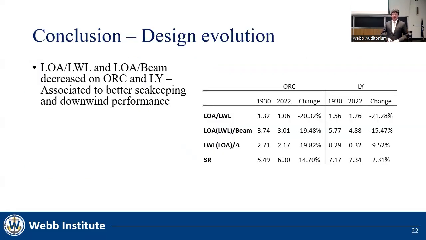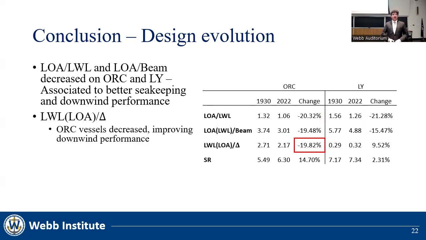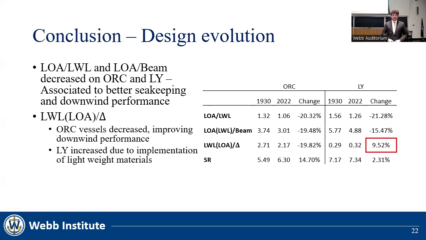So to conclude everything that has been said so far, the major changes in design were the decrease in the ratio between length overall and length at the waterline, and length overall and the beam. For both data sets, ORC and large yacht, we saw a decrease of roughly 20%. Another ratio that decreased by almost 20% was the length at the waterline divided by the displacement of the ORC vessels. This is likely associated with the fact that this factor also has a high correlation to the slenderness factor, which again improves the downwind performance. This ratio, however, increased in the large yacht database by 10%, likely due to the implementation of lightweight materials, which decreased the displacement of the yacht for a given length.